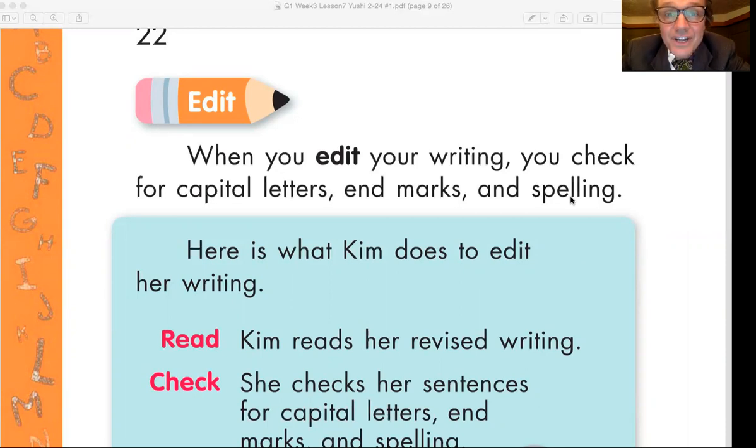Capital letters are tricky sometimes. Well, there are some very easy rules about capital letters. And the end marks, there are only a few end marks that end your sentence. So you have to check those too. And spelling, how do you spell? Now that is an ongoing issue.